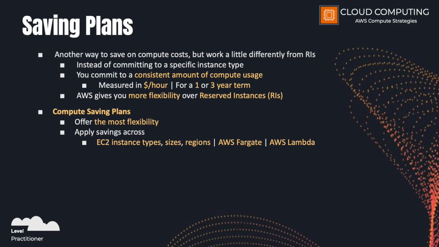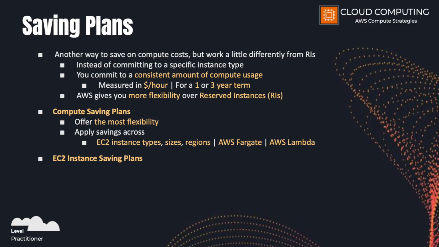As long as you're using compute and staying within your hourly commitment, you get the discounted rate. This is a great fit when you know you'll have steady compute usage overall, but you expect your architecture to evolve over time. For example, you might move from one EC2 instance family to another, or shift part of your workloads from EC2 to containers or serverless.